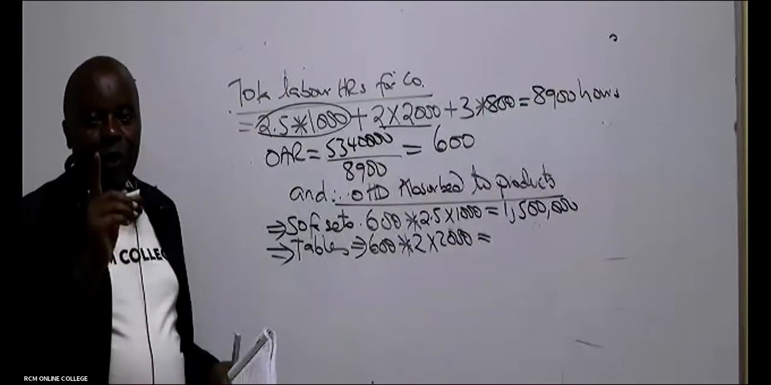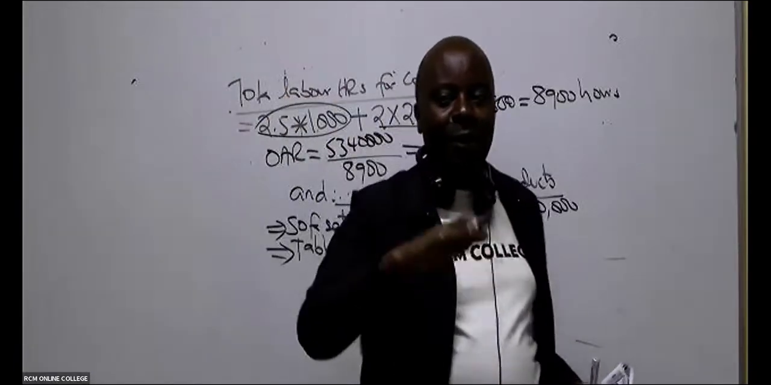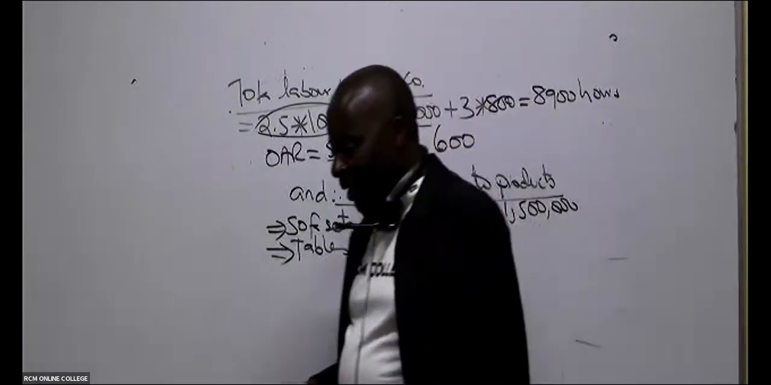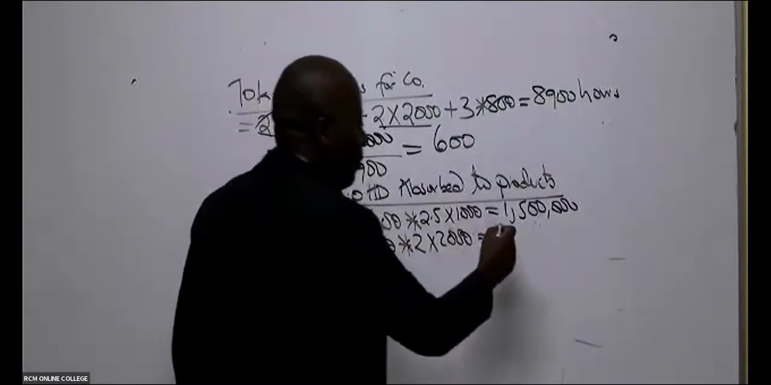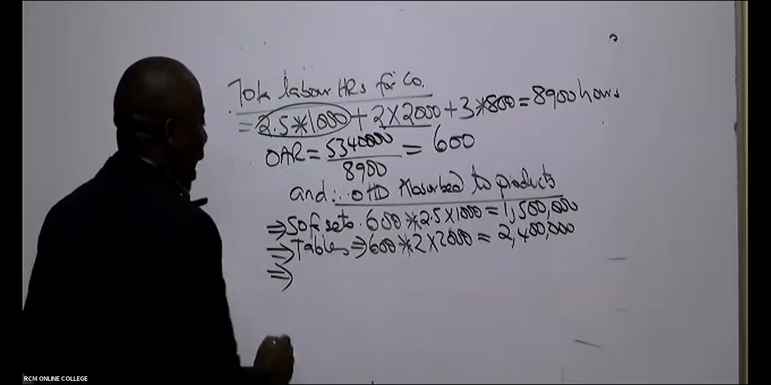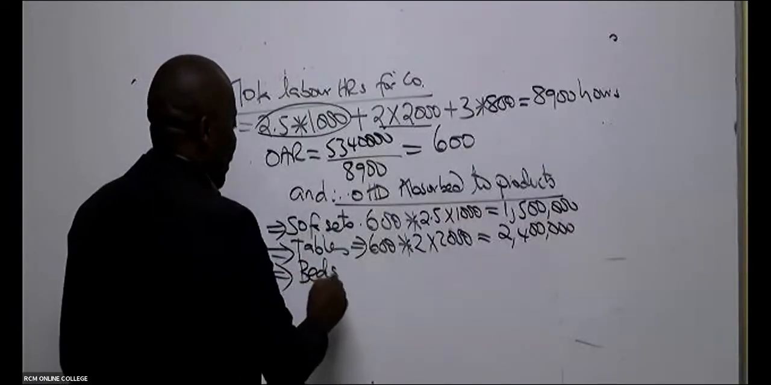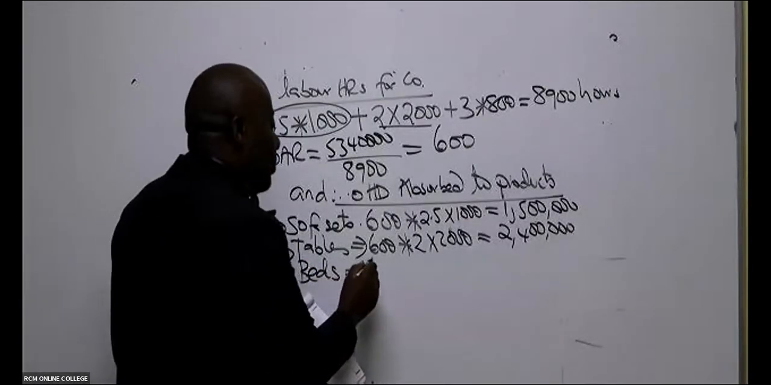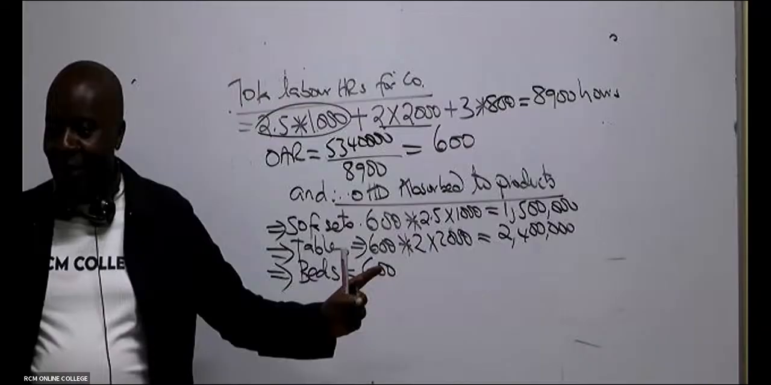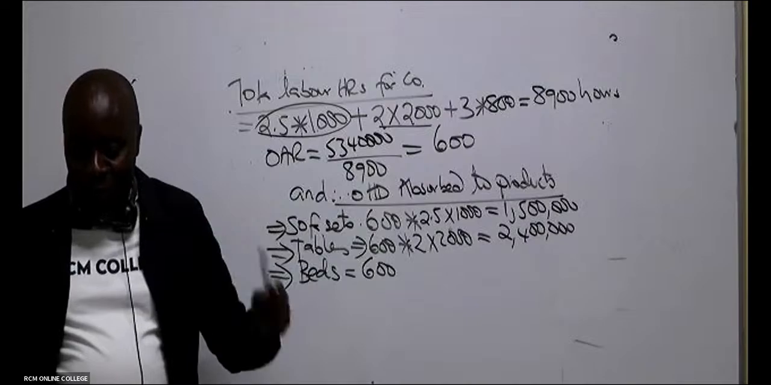Especially the online students, if you feel that I'm a bit fast, don't hesitate telling me, hey, old man, go slowly. 2.4 million? 2.4 million, right? And then, ladies and gentlemen, come and tell me how much we are absorbing to the beds. So beds, what do we have here? We know the absorption rate is 600. That is why we are calling this blanket wide, because you can see all products are using the same rate.